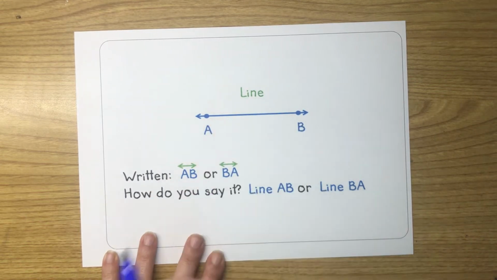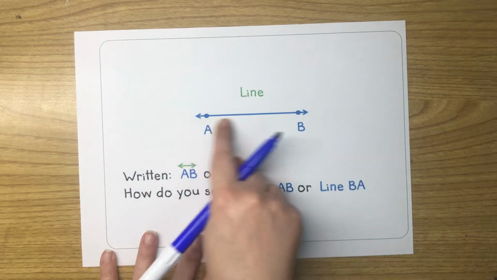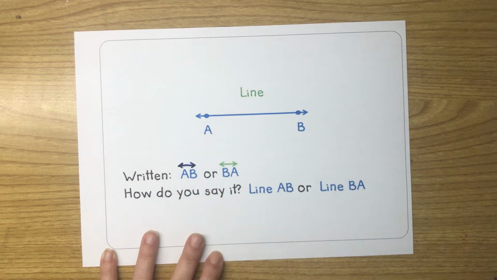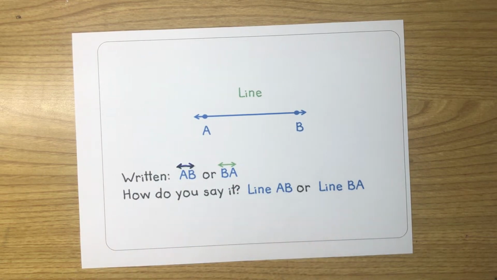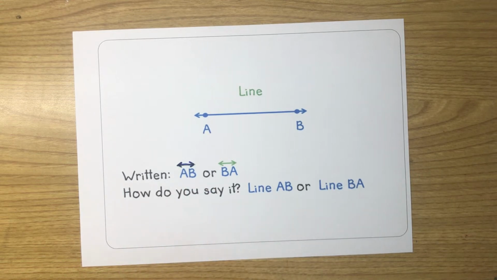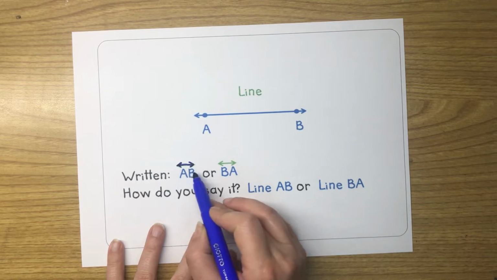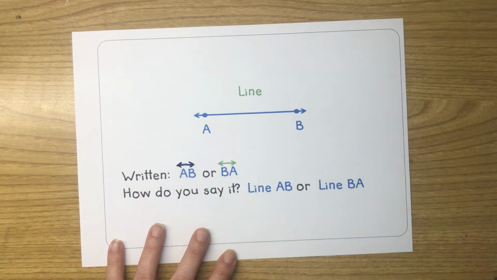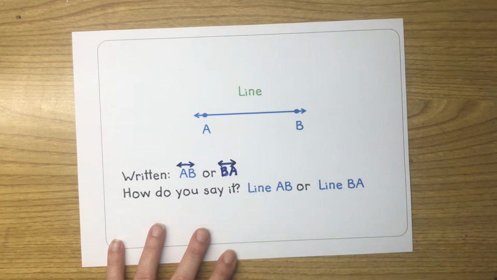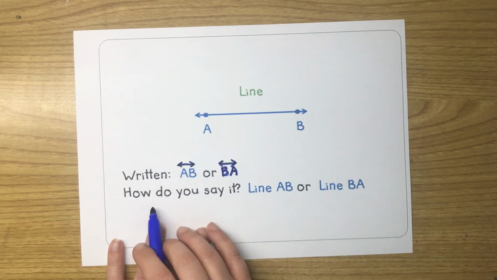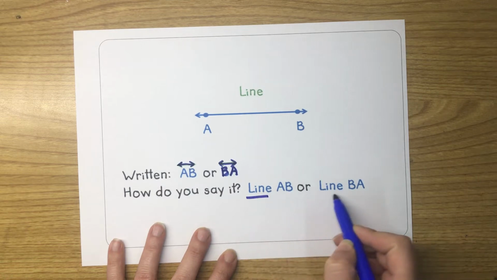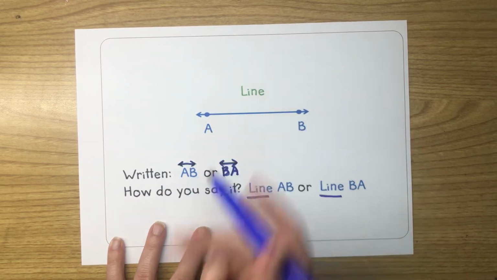You can switch the places when you name a line, and you put a small drawing of a line above the name of the line. So you can name it AB with a small line above it, or BA with a small line above. This is how we write it and how we read it. We read it as line AB or line BA. You can switch the places while naming.